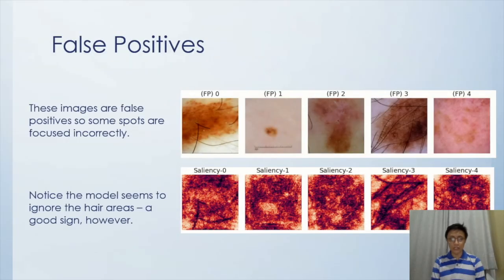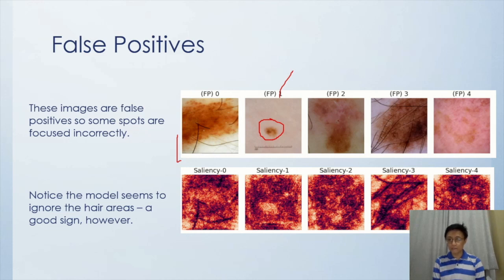These images are false positives, so some hotspots are focused incorrectly. Notice still that the model ignores the hairs, so that perhaps is an achievement on the model's part, that it has learned to ignore these lines throughout the image. As you can see here, this is a false positive. This is quite a small mole for FP1, and the saliency map is focusing just on that small area.